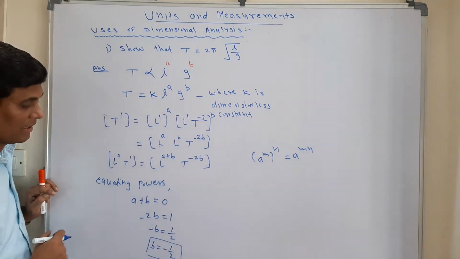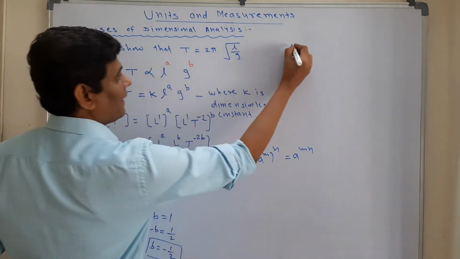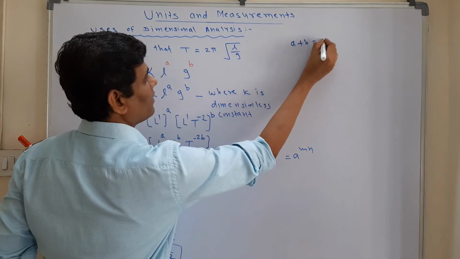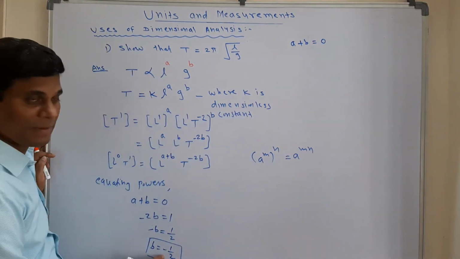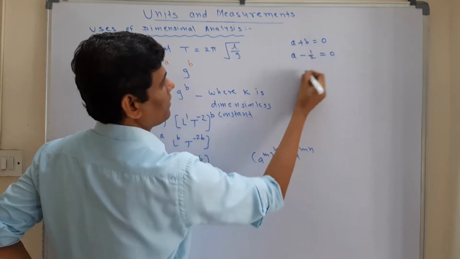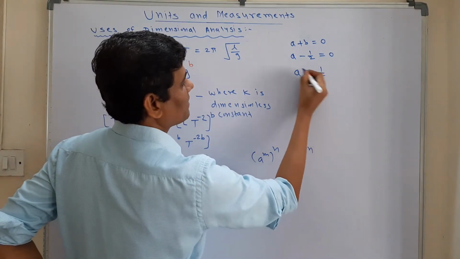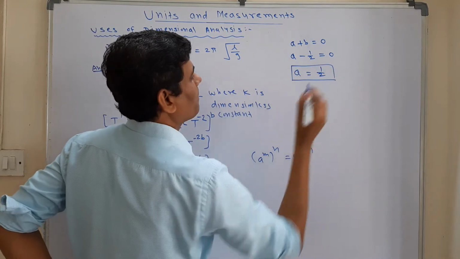Fine. Now A plus B equal to 0. I got the B, now time for A. A plus B equal to 0. B is equal to minus half. So B is equal to minus half, so A is equal to minus half on that side, become plus half. So A is equal to plus half.